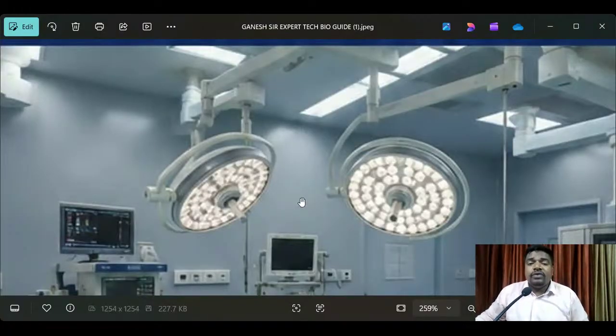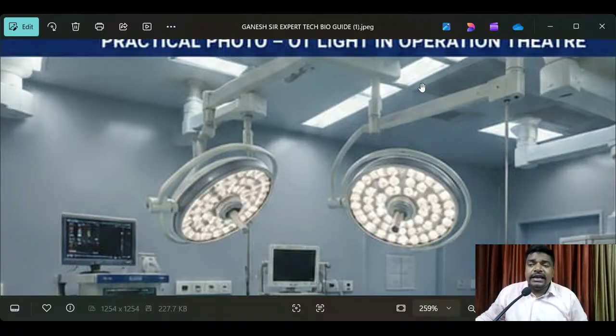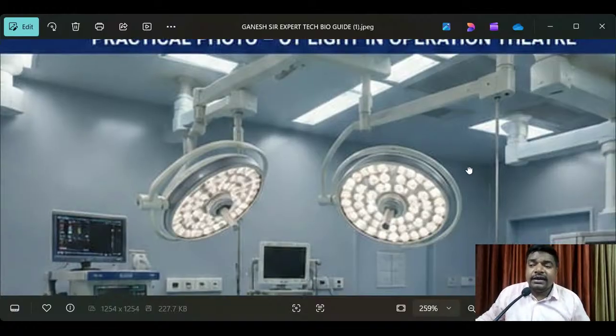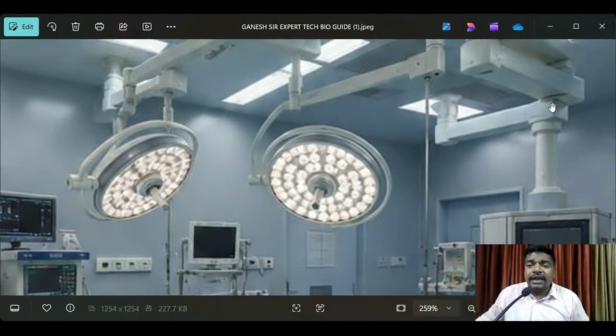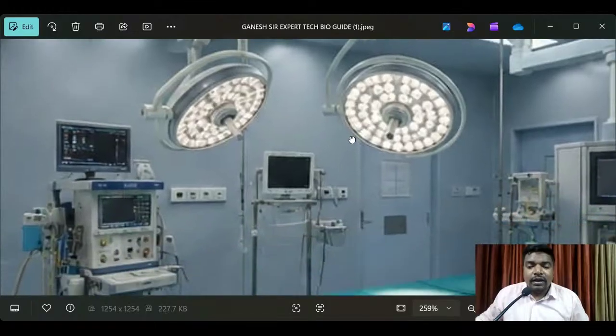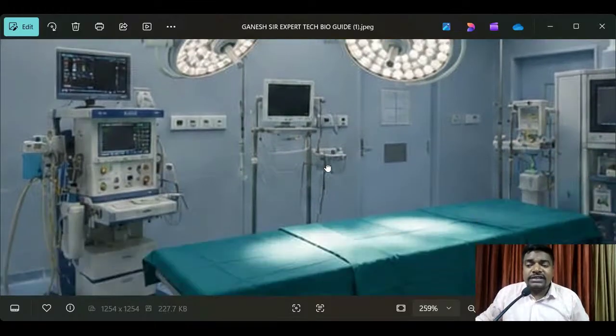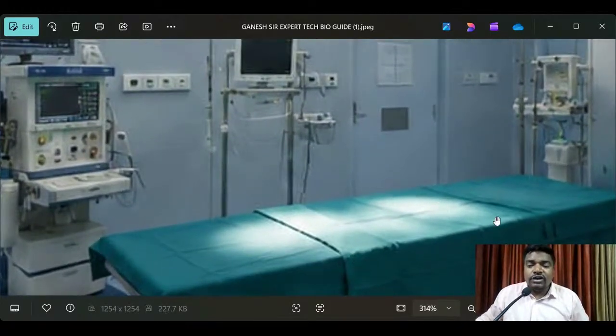So see here, I'm going to show you domes. Sometimes 4 domes are also available. If it is a long OT, that's why I show this. Now these are the lights, and see how they are focusing here. I hope you got it very clear right now. This is the OT table here. The patient will be there, and what are the required areas.